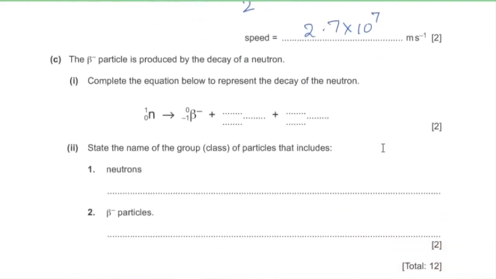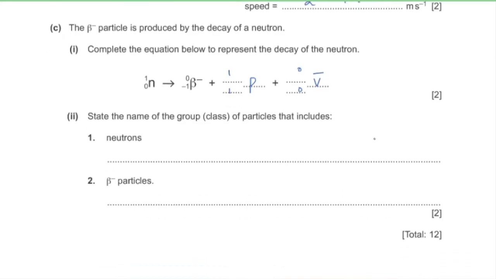Part C. The beta negative particle is produced by the decay of a neutron. Part 1: complete the equation below to represent the decay of a neutron. So this is part of your syllabus. You need to learn the decay of a neutron as well as a proton. Decay of a neutron will give you a beta negative particle along with a proton and an antineutrino, which has 0 charge and 0 nucleon number. Part 2: state the name of the group of particles that includes neutrons. Hadron is the group which contains neutrons, and the group which contains beta negative particles is leptons.